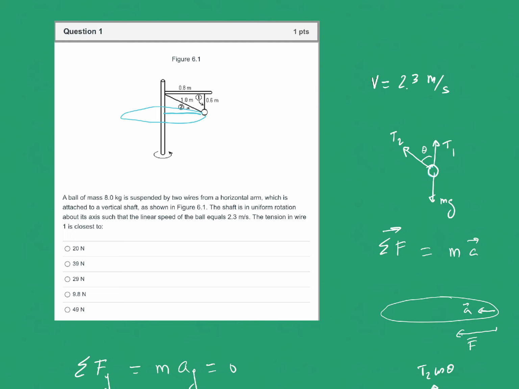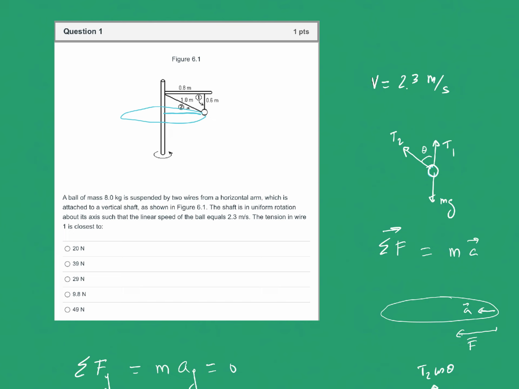It says a mass of 8 kilograms. Here is the mass. It's suspended by 2 wires, this one and this one, attached to a vertical armature in a uniform way. So the mass is doing this circular motion, a motion with constant speed. It has acceleration to the center, because circular motion means acceleration to the center. The acceleration to the center is v squared divided by r.